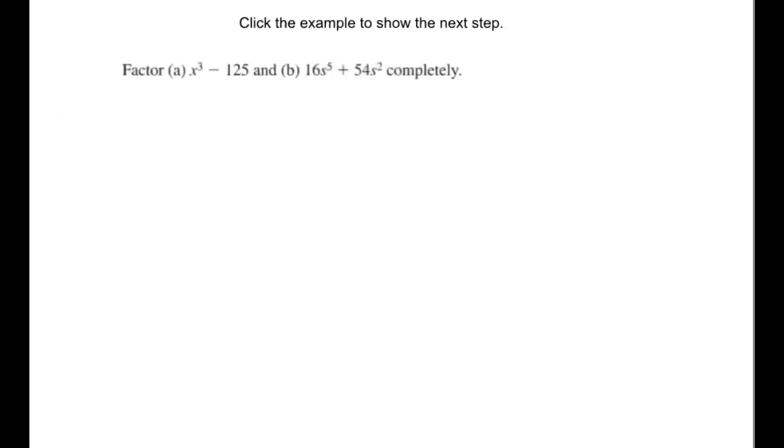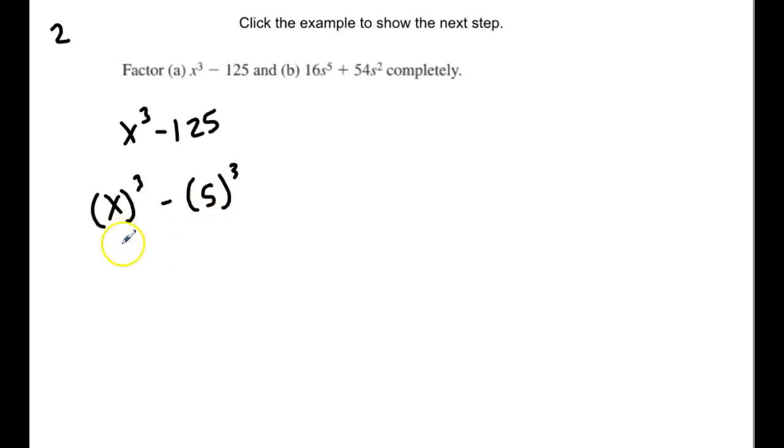So now let's look at an example using those. Okay, so this is example 2 in our book. Let's look at part A, x cubed minus 125. The first thing I notice is that I'm subtracting, and I know the cube root of the first term, and I know the cube root of the second term. So let's go ahead and write it that way. Well, the cube root of x cubed is x, and the cube root of 125 is 5. So now I have my a and b values.